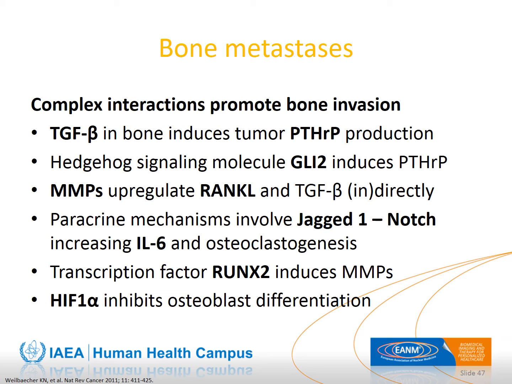Another important paracrine mechanism involves the JAG1 Notch signaling pathway that increases the interleukin-6 production, which directly benefits tumor cells and subsequently osteoclastogenesis. Finally, hypoxia in the metastatic niche is detrimental to bone as well, as HIF1-alpha inhibits osteoblast differentiation and promotes osteoclast function.